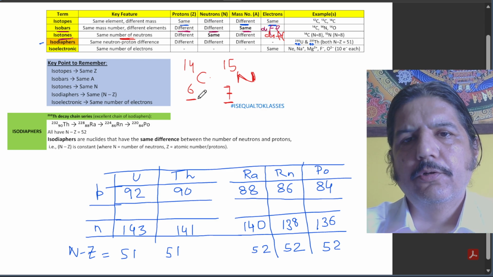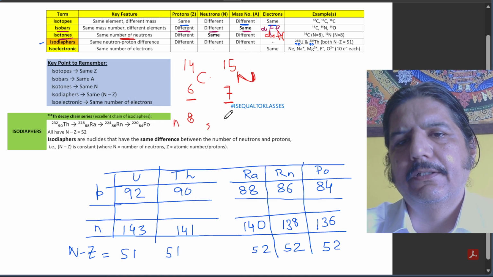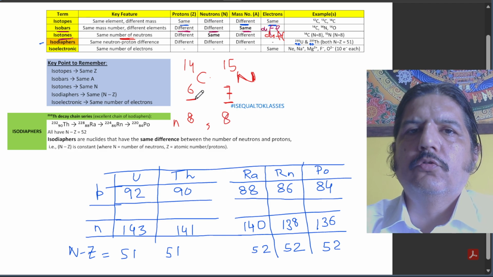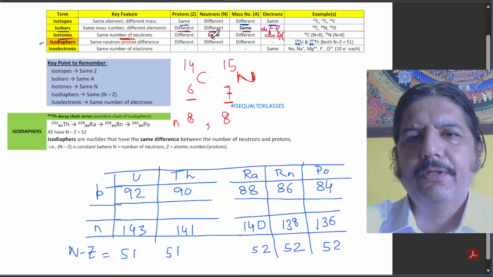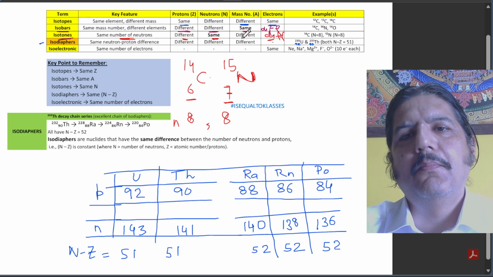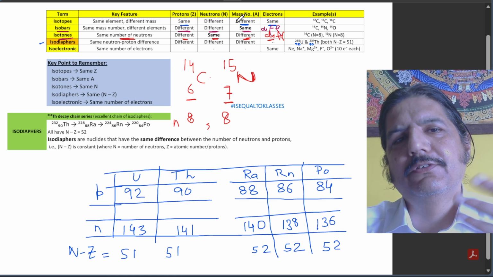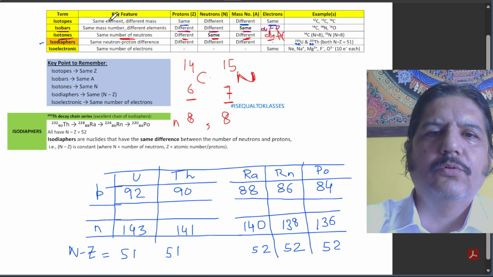But look at the neutron number. 14 minus 6 is 8. The number of neutrons is 8. 15 minus 7 is 8. The number of neutrons is 8. So entities where the neutron number is the same, but protons, electrons, mass number, and atomic number are different, are called isotones.